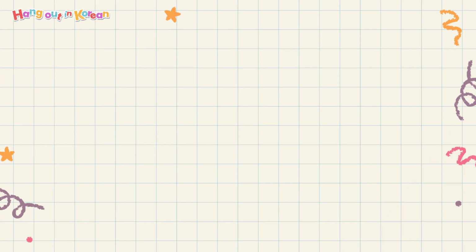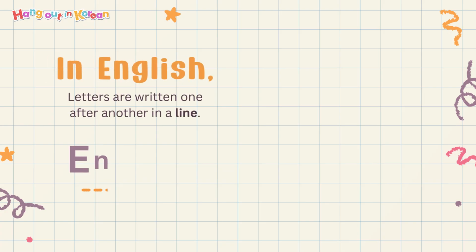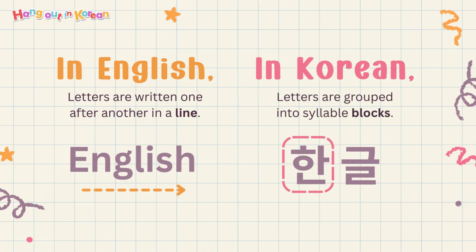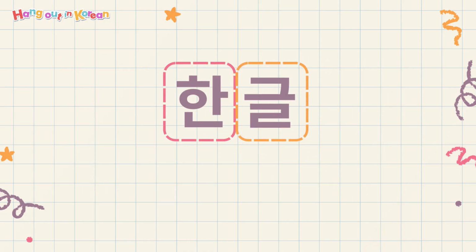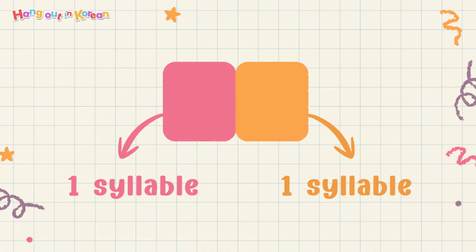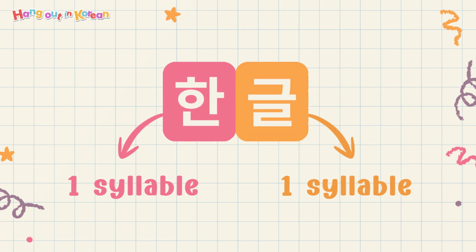Here's the key idea. In English, letters are written one after another in a line. In Korean, however, letters are grouped into syllable blocks. Each block represents one syllable, and each syllable fits into a small imaginary square. So instead of thinking about letters in a row, think about how they fit together inside these squares.